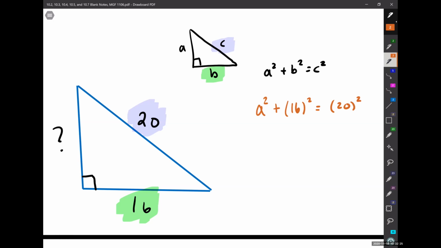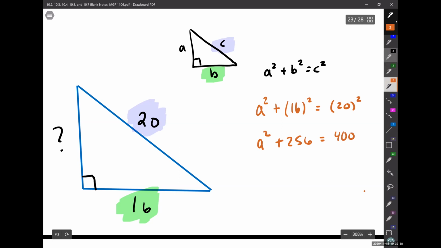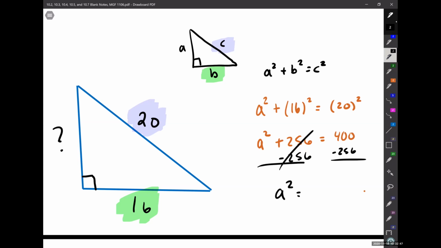Good. And then in our calculators, let's see, what is 16 squared? 256. 20 squared, I believe, is 400. So now we can solve for a squared. We're going to subtract 256 from both sides. And we get 144. And we might recognize that as 12 squared. If so, just say a is 12. If not, you could take the square root of both sides in your calculator. And we would get a is 12.